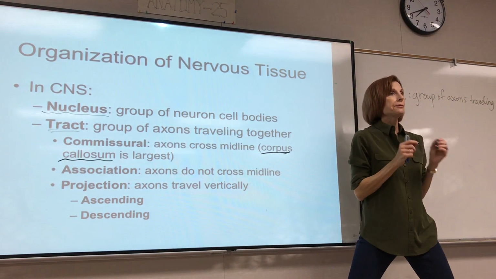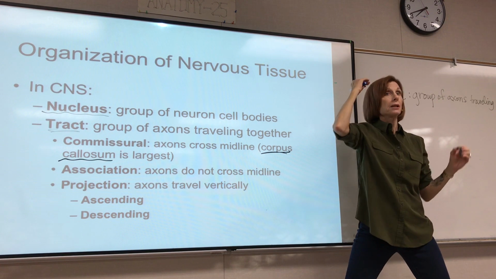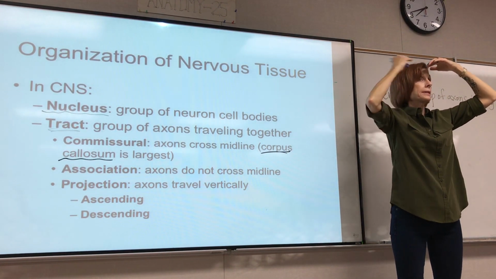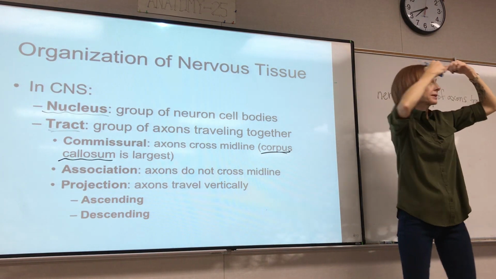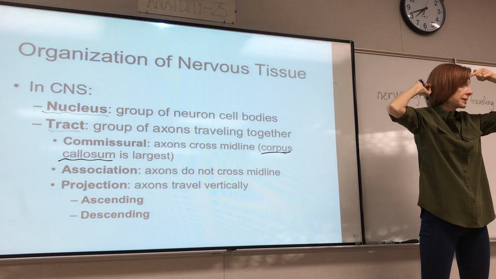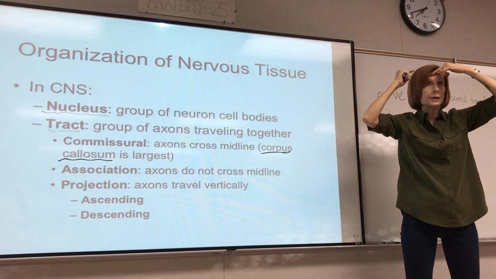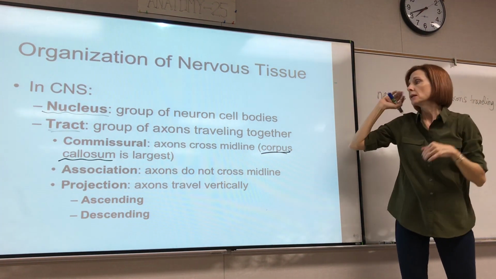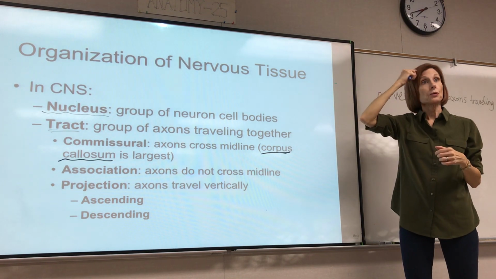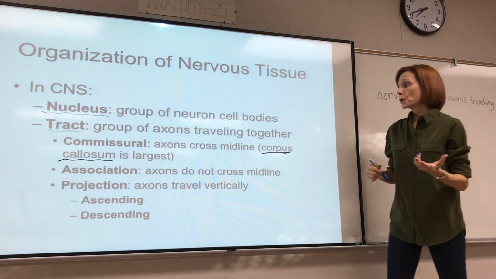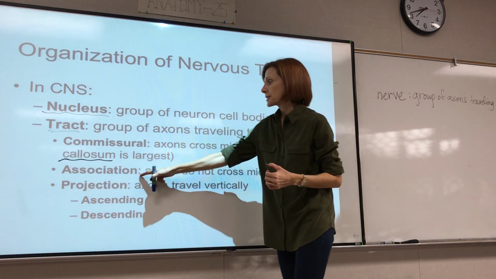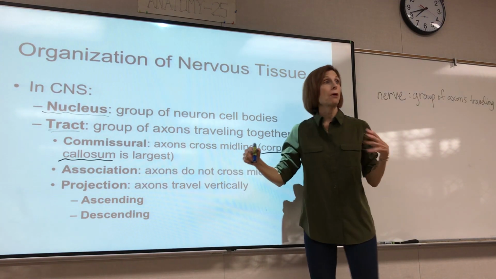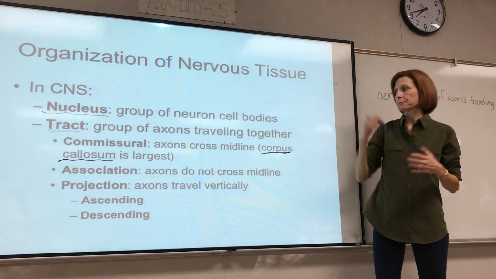If the axons are not crossing over the midline, but they're connecting parts of the same side, this could be connecting, for instance, the frontal lobe to the occipital lobe, or just going from one little gyrus to the next. Those little hills are called gyri. So these could be very short, or they could be longer. If they don't cross over the midline, they are called association tracts. These connect parts of the same side of the brain.